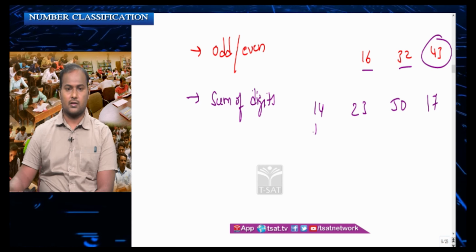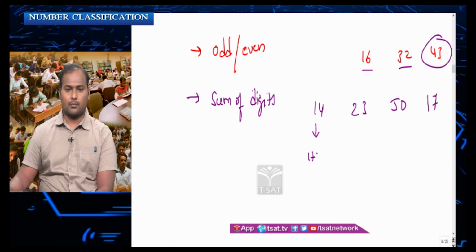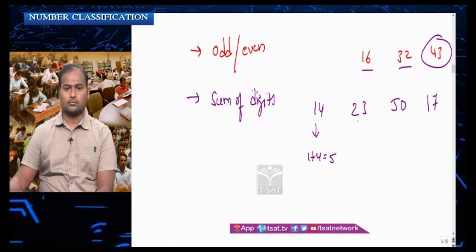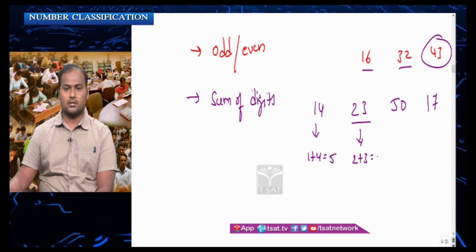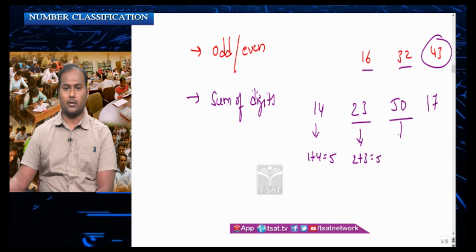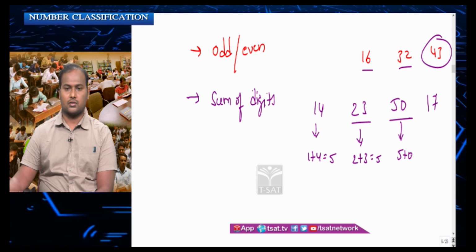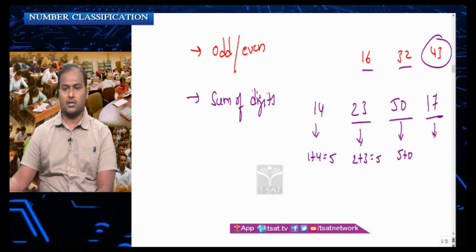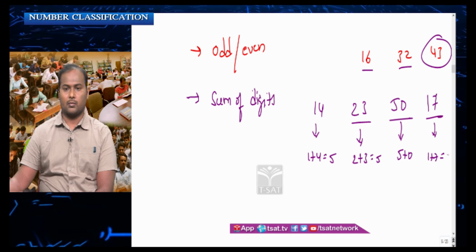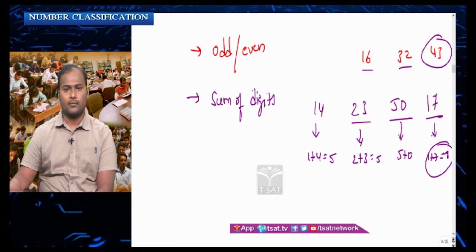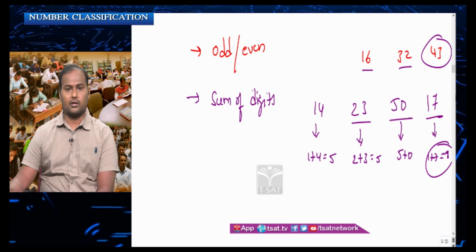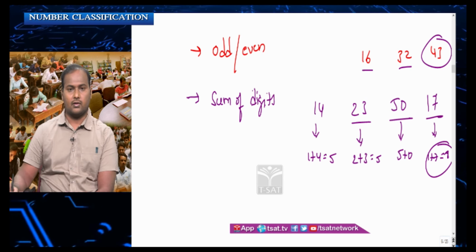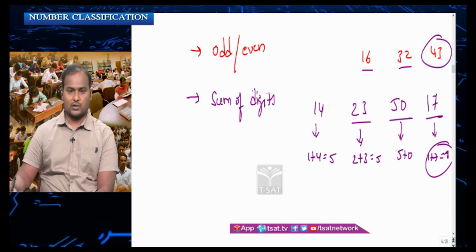The moment you see this, 14, 1 plus 4 is 5, here 23, 2 plus 3 is also 5, then 50, 5 plus 0 is also 5. The moment you see this 1 plus 7, it will become 8. So this is your different one compared to the others. So your answer will be 17. So you can expect questions based on sum of digits as well.